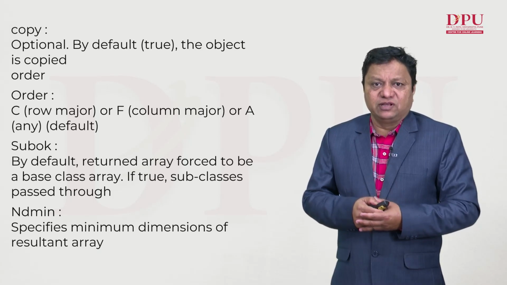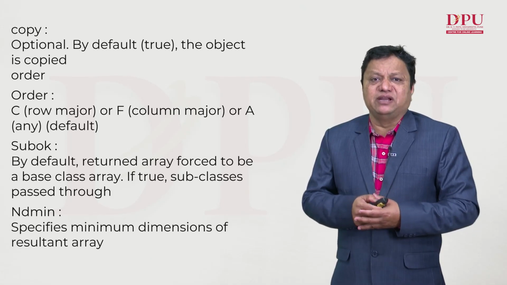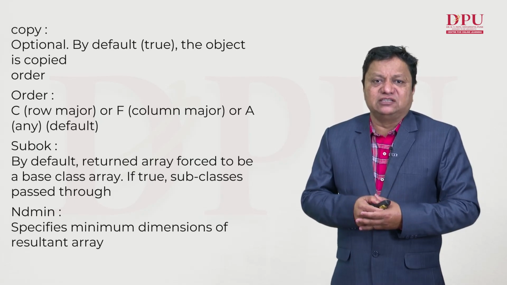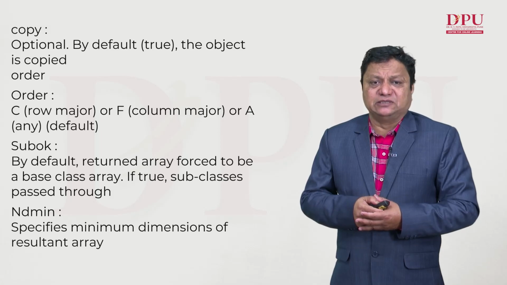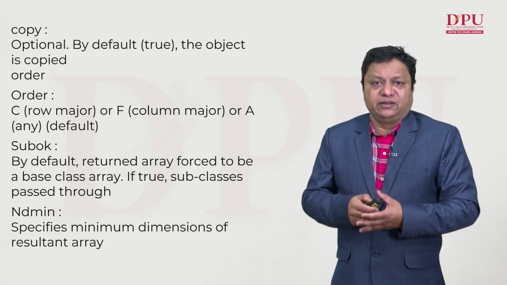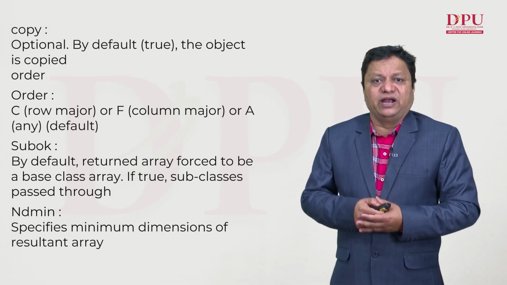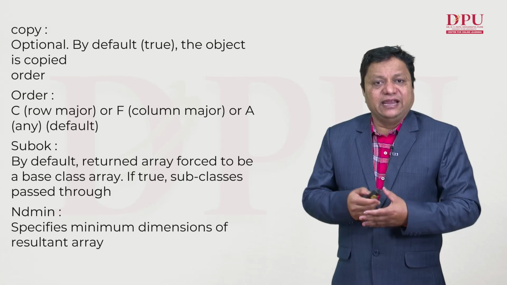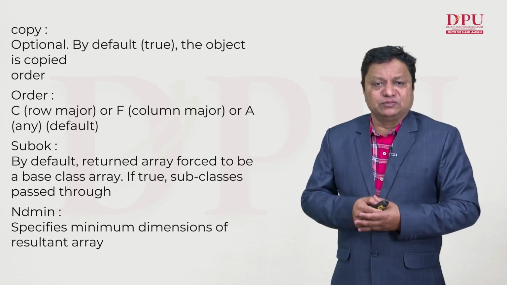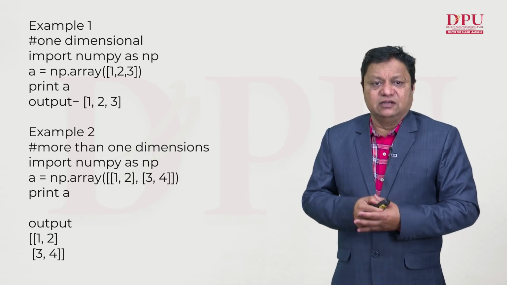The next attribute is ndmin. ndmin specifies the minimum dimensions of the resultant array. What would be the dimensions of the array that will be returned is specified by the ndmin attribute. So, these are the attributes which I can provide while creating the ndarray. Some of them are optional and some of them are required.